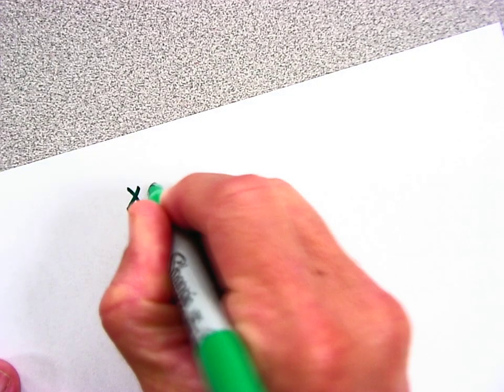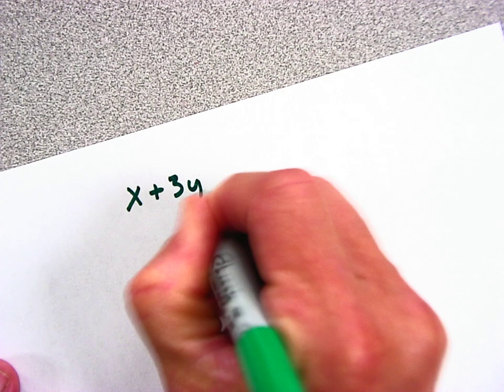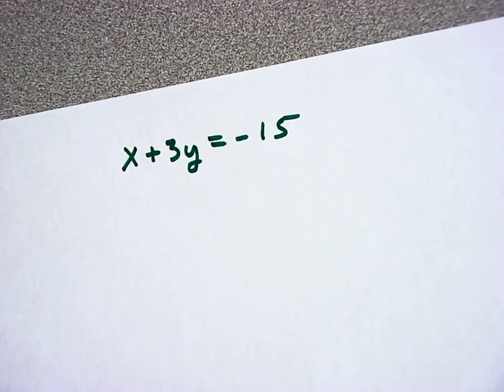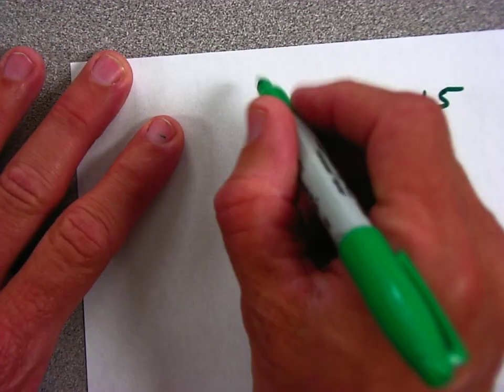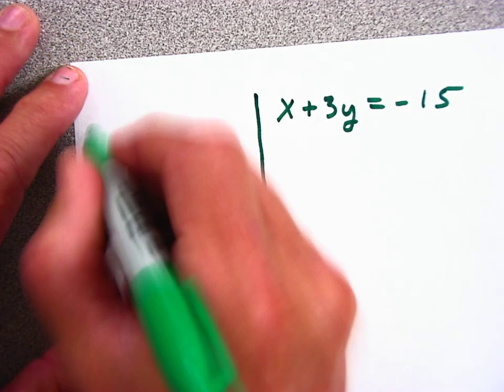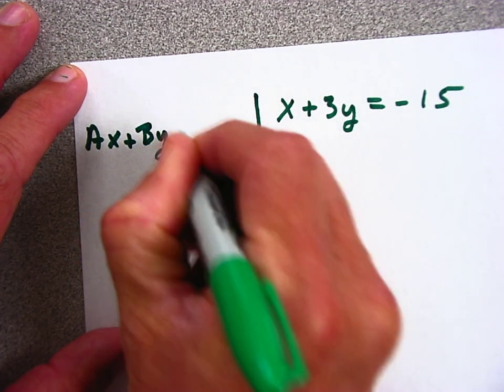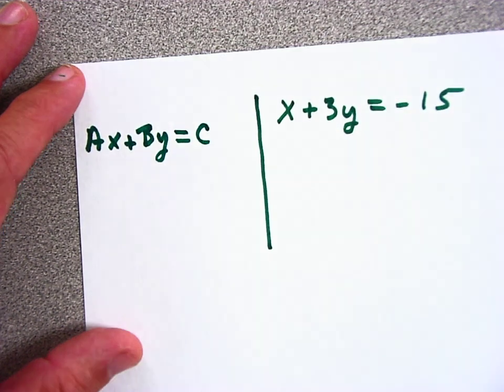All right, so this is video 12.1, Algebra 2, Linear Equations, Part 2. I'm going to put an equation up here, a linear equation, in standard form: x plus 3y equals negative 15. That's what they call standard form. Real quick review of standard form. Standard form is an equation where the x term is first, then the y term, and then it's set equal to c.